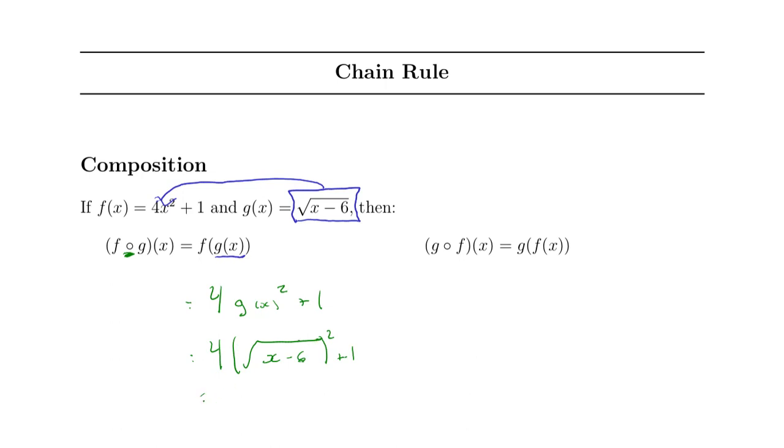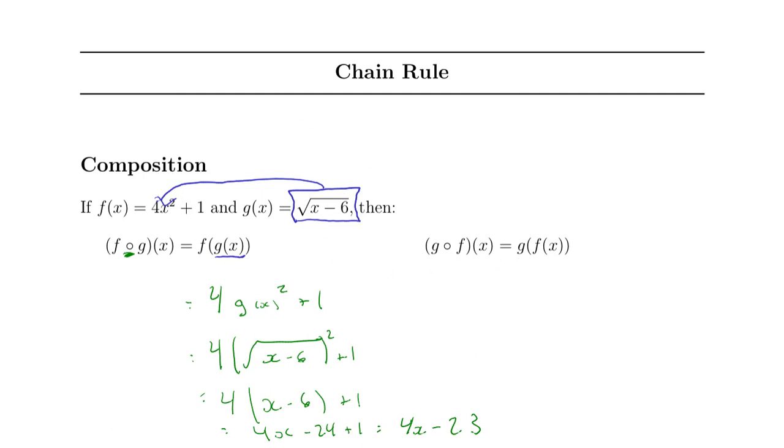Here you'll notice that when we square this, we're really going to get 4 times x minus 6 plus 1, and now we've got 4x minus 24 plus 1, or 4x minus 23. Cool. That's our composition function. Take a second, see what it is in the other order.